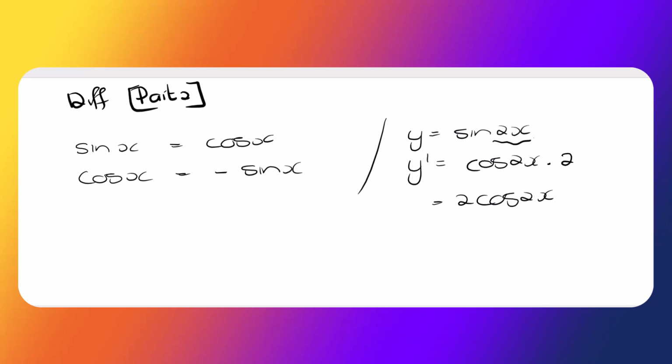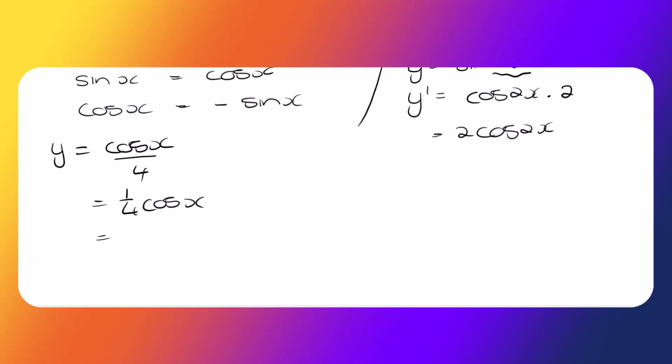If I look at cos x, let's say they give you y equal cos x divided by 4. Remember, that means the same as a quarter times cos x. So that 4 is a constant number. It has nothing to do with the differentiation. You differentiate with respect to x. So if I differentiate this, I'm going to get here a quarter. If I differentiate cos, that gives me negative sine. So my answer is going to be negative quarter sine x.